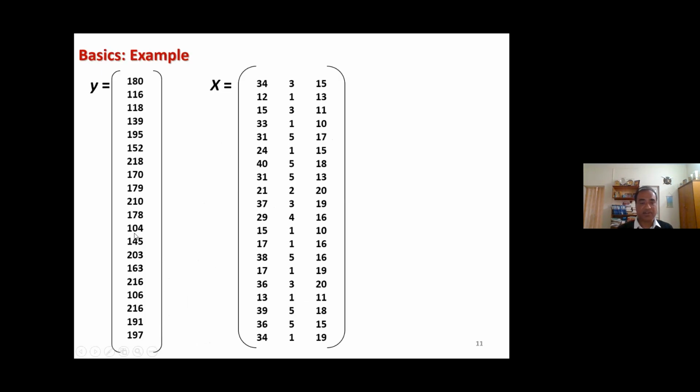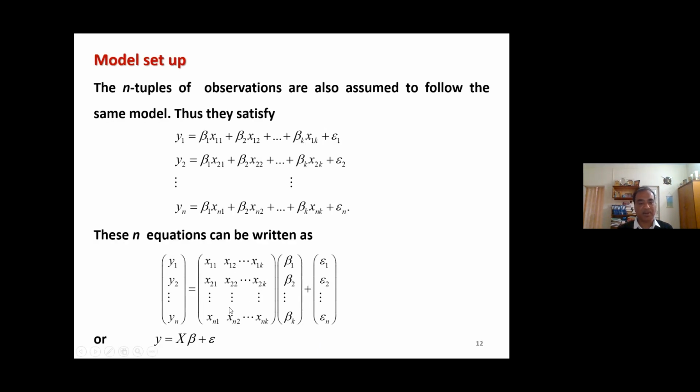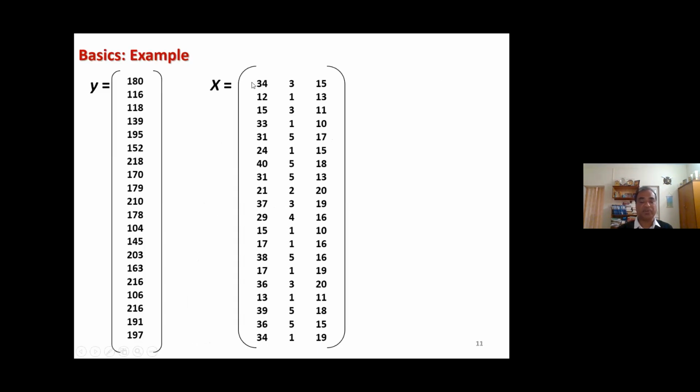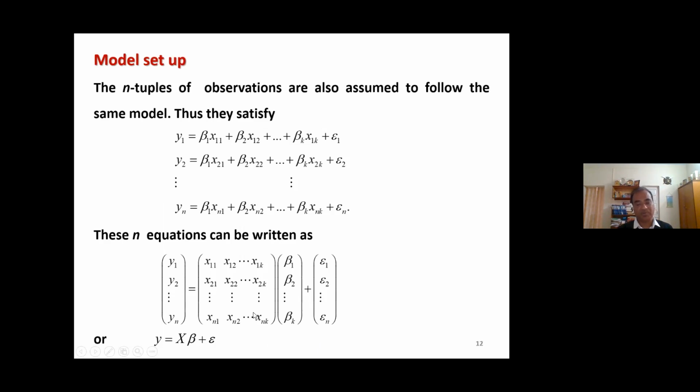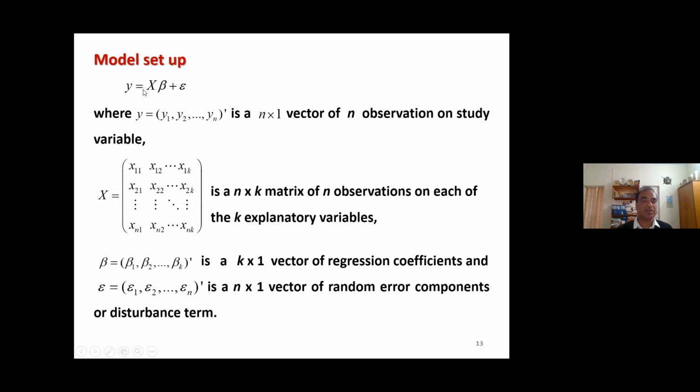And if you try to see here, this is what I have written here. Y is a 20 cross 1 vector of the observations, X is a 20 by 3 matrix of the observations on the independent variables. And if you want to have an intercept term, for example, before this first column, you can add one column with all the values to be 1, 1, 1, 1, 1. Right. So now you have this model y equal to X beta plus epsilon.